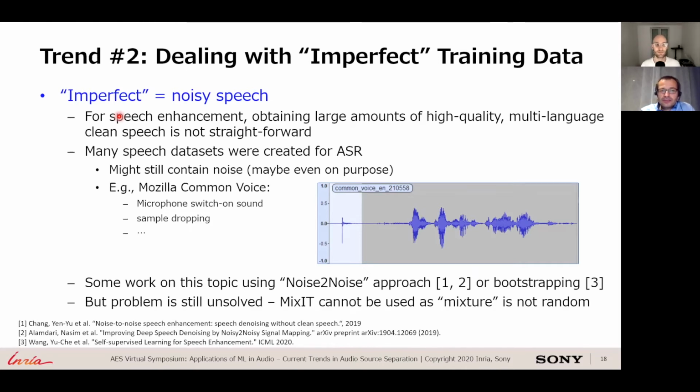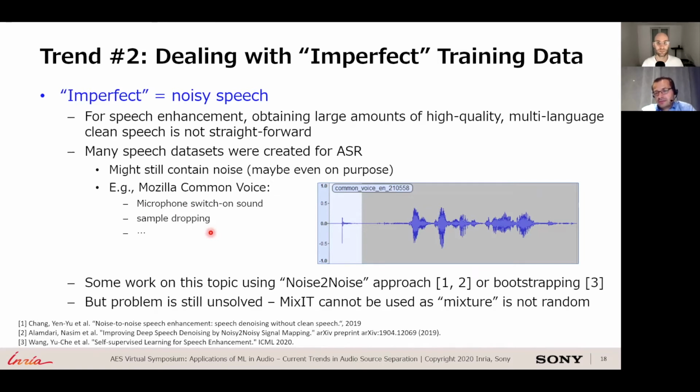The problem is that this data often still contains noise, maybe even on purpose, because we want our ASR system to be robust to typical noise that can be there. One example is the Mozilla Common Voice dataset, which is very nice because it's multilingual, has many speakers, and a large amount of samples. But there are typical noises like microphone switch-on sounds or even sample dropping that we actually want to remove by speech enhancement.